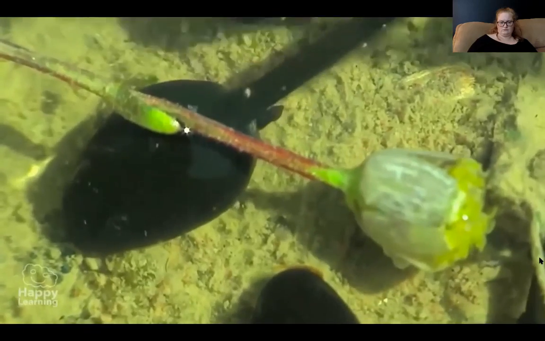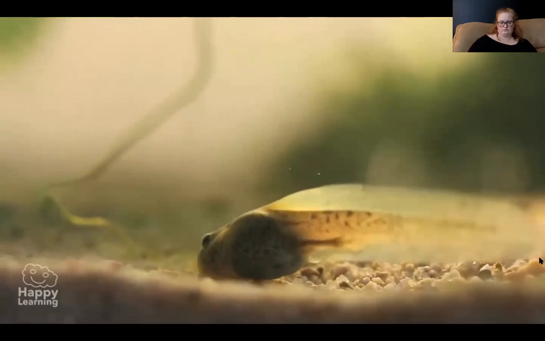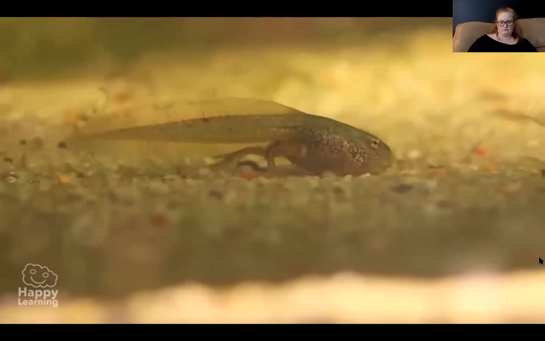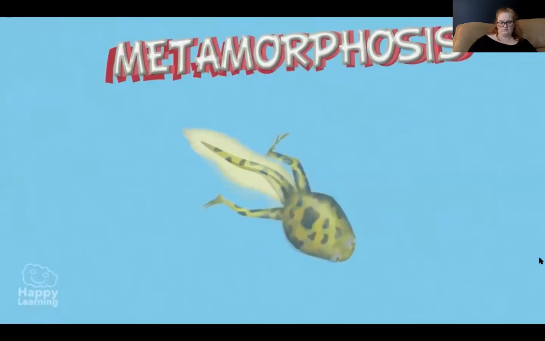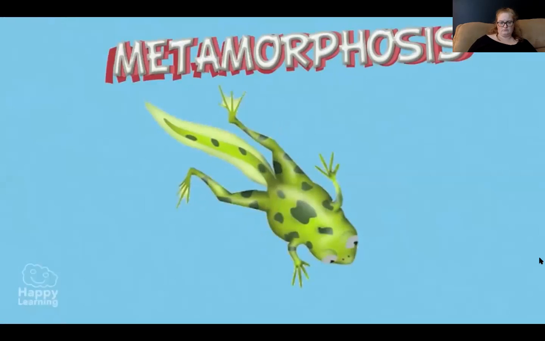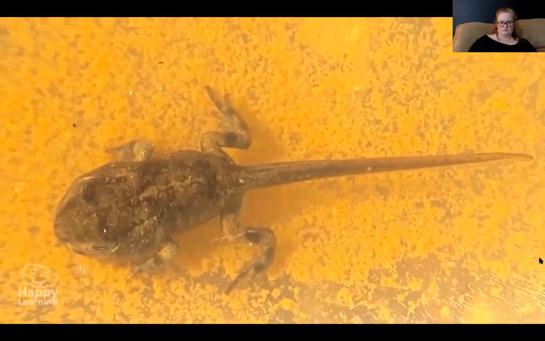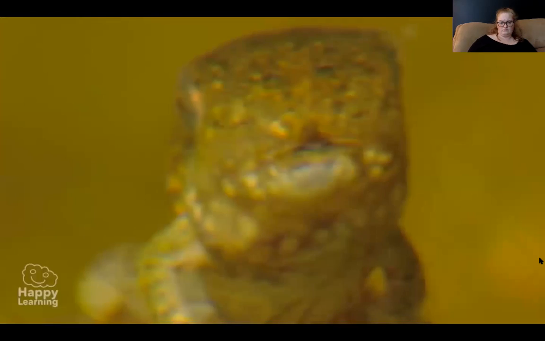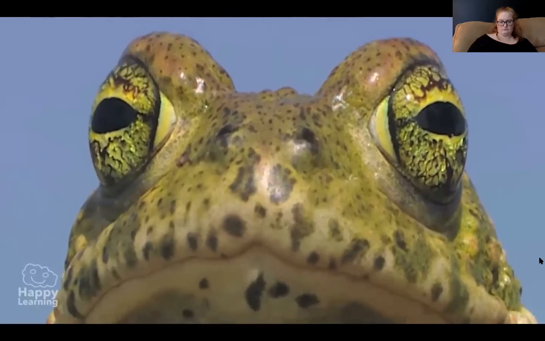When they hatch, they're small larvae and live in water. Slowly, very slowly, their bodies go through a process called metamorphosis. During this process, the body of the amphibian changes. Their front and rear legs, their limbs grow, and their heads and their bodies develop, so they finally look like their parents.